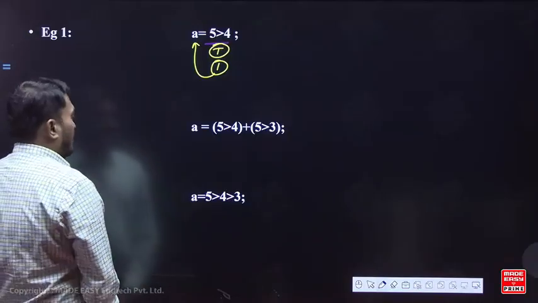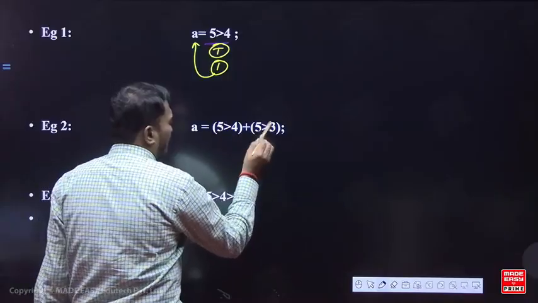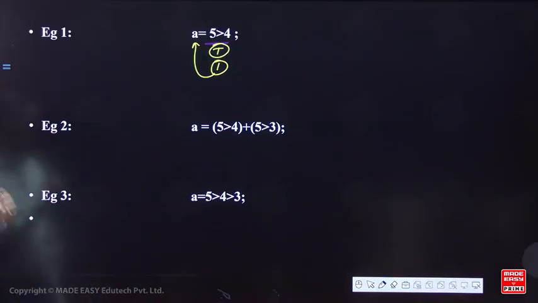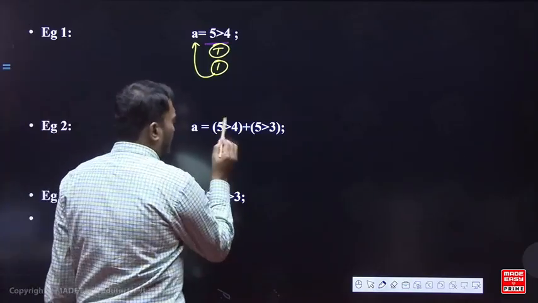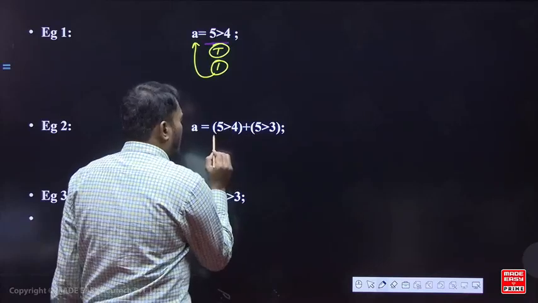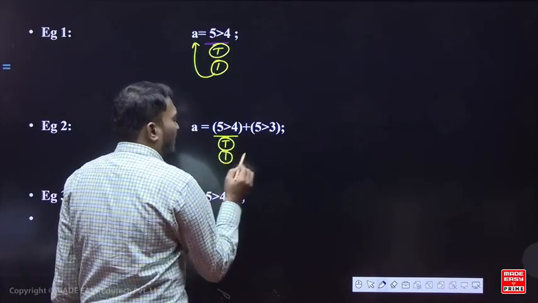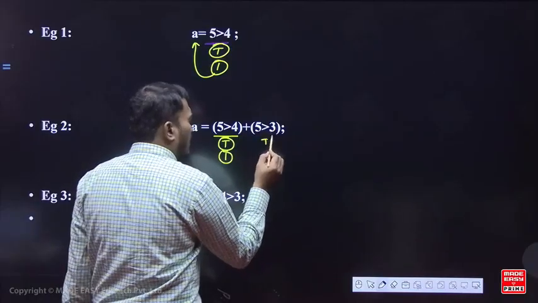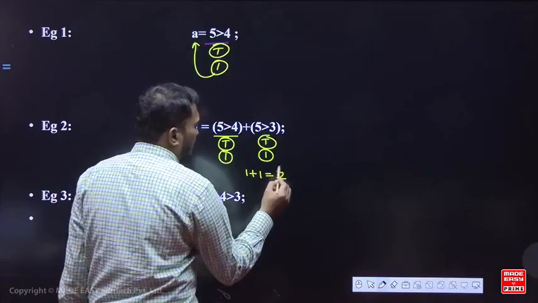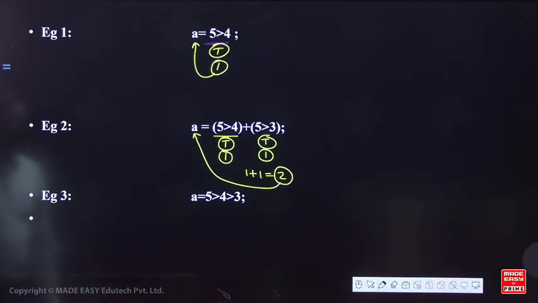Now the second example: A equal to (5 greater than 4) plus (5 greater than 3). What is the answer? The brackets have high precedence, so first evaluate 5 greater than 4. This is true, so it returns 1. Next, 5 greater than 3 is also true, so it returns 1. So 1 plus 1 is 2, and 2 will be assigned to A.